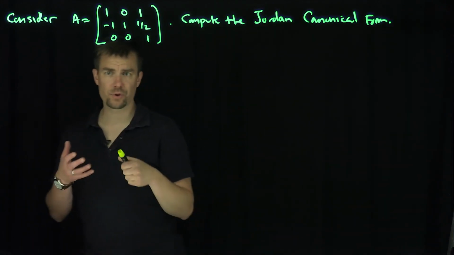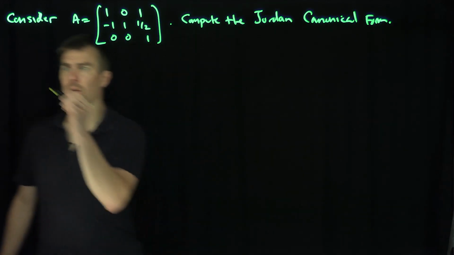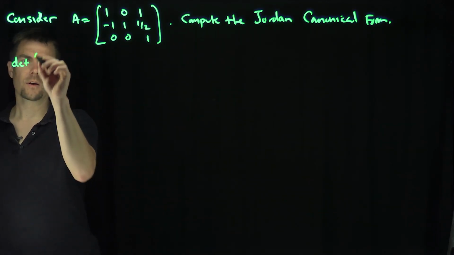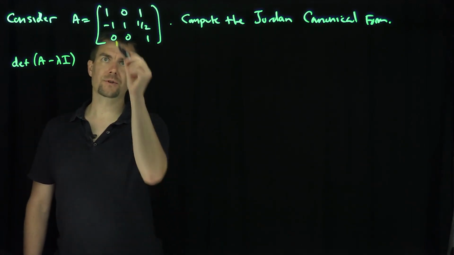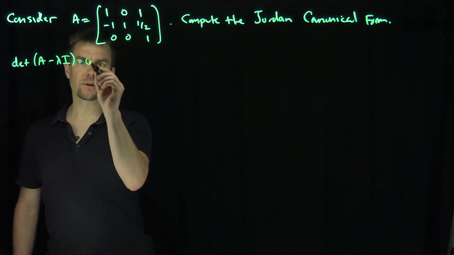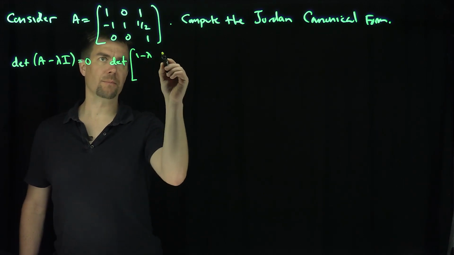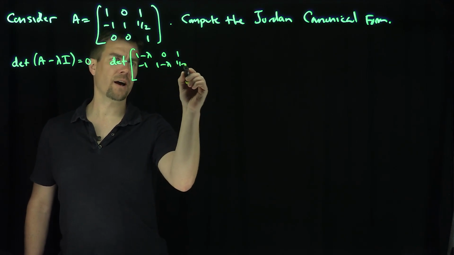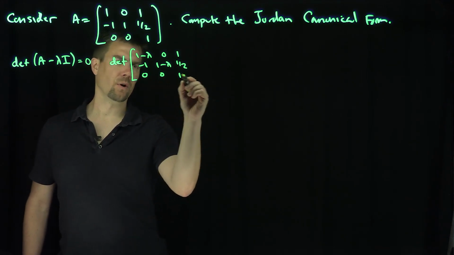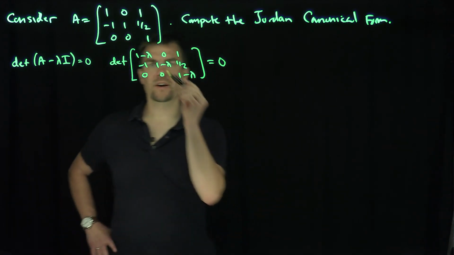So I'm making the illusion that this matrix A should have repeated eigenvalues. So let's check that's the case. Let's compute the determinant of A minus lambda times the identity, and let's see what we're going to get. If we set that equal to 0, we have the determinant of 1 minus lambda, 0, 1, negative 1, 1 minus lambda, 1 half, and then 0, 0, 1 minus lambda, equal to 0.